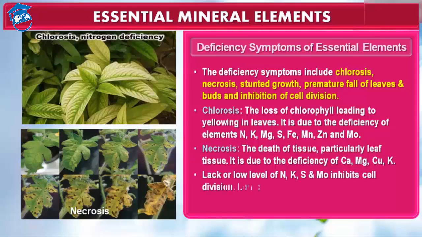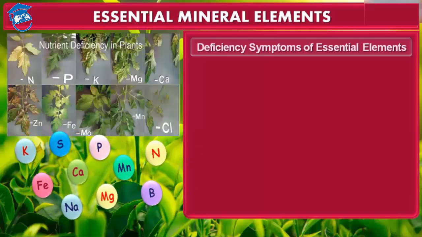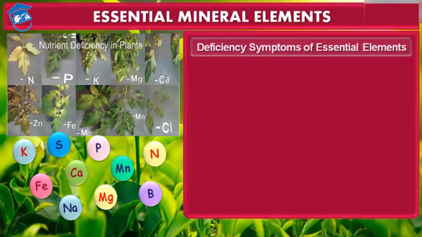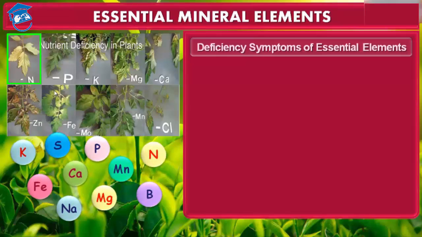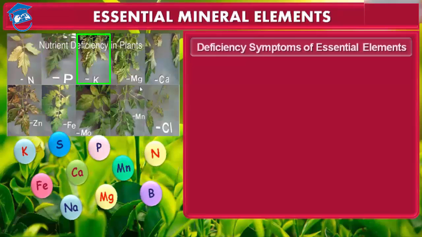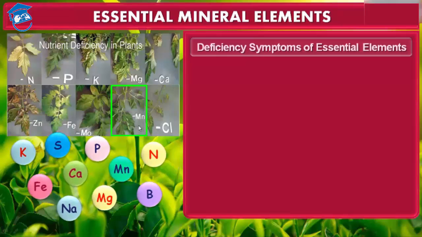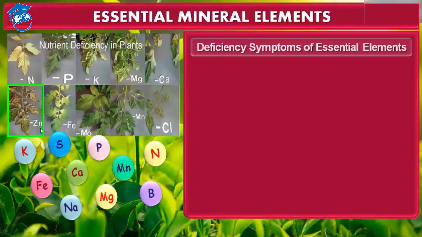Okay, students? Lack or low level of nitrogen, potassium, sulfur and molybdenum inhibits cell division. Low concentration of nitrogen, sulfur and molybdenum also delays flowering, students. Now these are the nutrients which have deficiency in plants. That's why it is represented as minus nitrogen, minus potassium, minus phosphorus, minus magnesium, minus calcium, minus chlorine, minus manganese, minus molybdenum, minus iron and minus zinc, students.